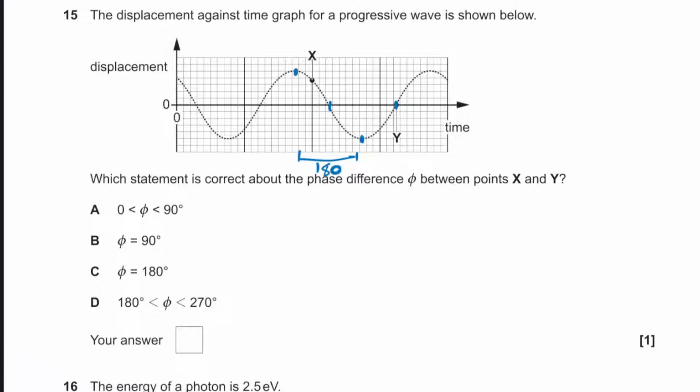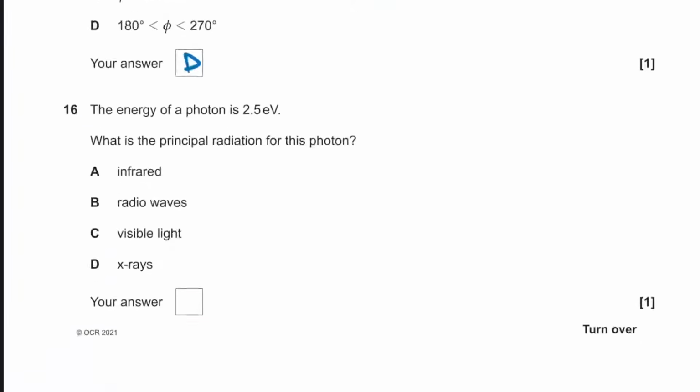And 270 is, oh, that's 270 there, isn't it? That's 270 degrees, because of course there to there, that's 360 degrees. Yep. So therefore it's going to be between 180 and 270 degrees. The answer is D. What a weird question.